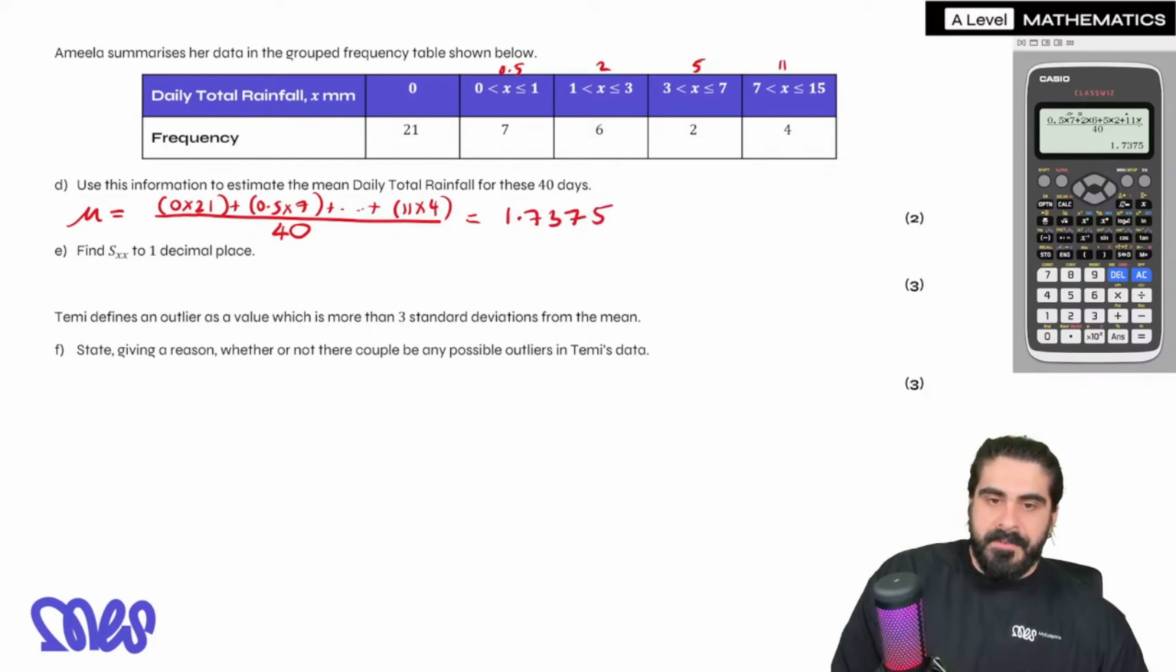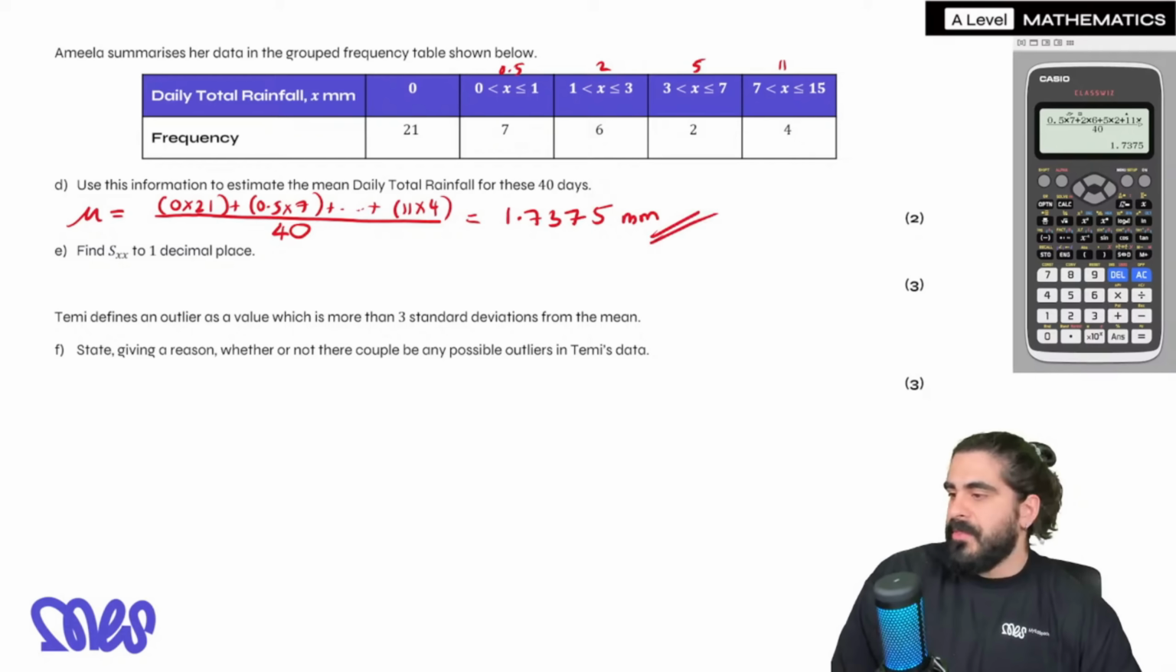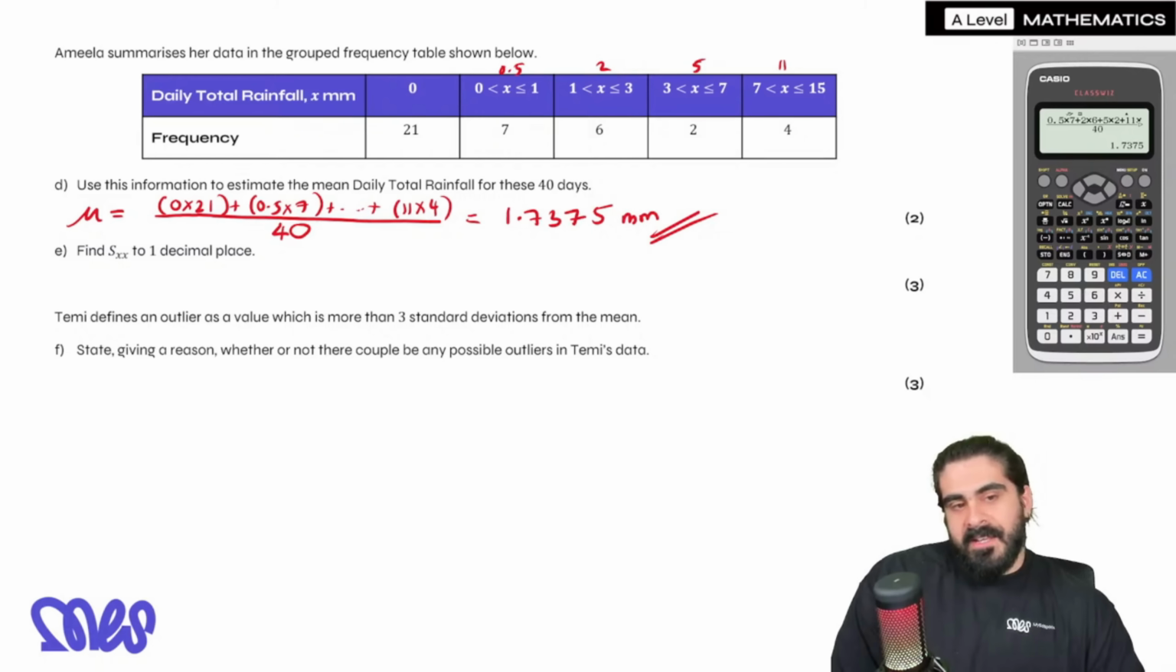1.7375. Cool. You could round that if you want as well. I don't mind if you don't. Find SXX to 1 decimal place.